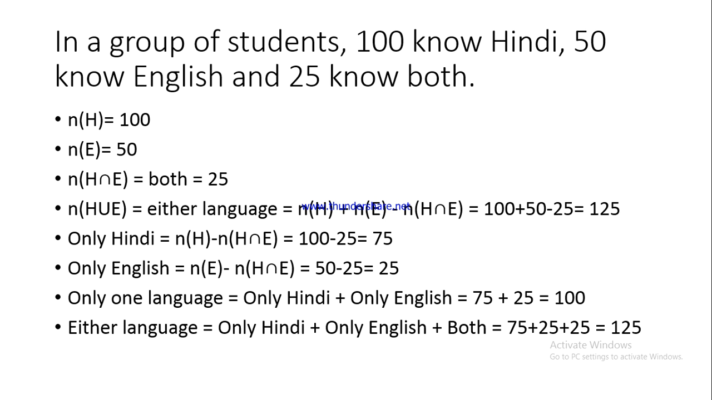Either language would again mean, and this again is very important, either means either only Hindi, or only English, or both the languages. Either means at least one language, and that is why we have added them all up, and we have taken the values from the above mentioned lines, and this way we'll get the answer 125. So the number of students who speak either of the languages is equal to 125. Now you can see that we have got basically two different methods.